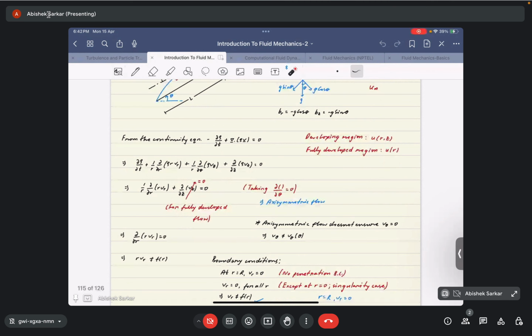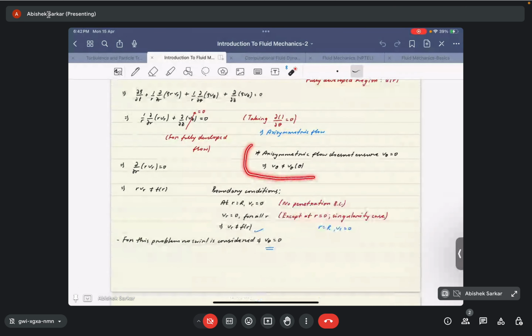There's one more key thing to consider: axisymmetric flow does not ensure that v_θ is 0 in the entirety of the flow. It just ensures that the theta velocity component is not a function of theta. But the assumption that we take in this case is that the problem has no swirl velocity, which means the v_θ component of velocity is 0. We explicitly take this assumption. If we only say that the flow is axisymmetric, we cannot say for sure that v_θ is 0; it only tells us that v_θ is independent of theta.